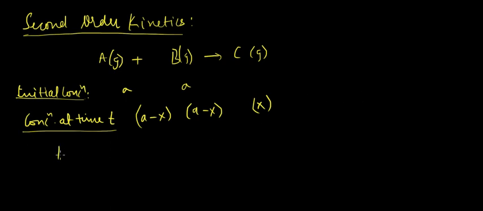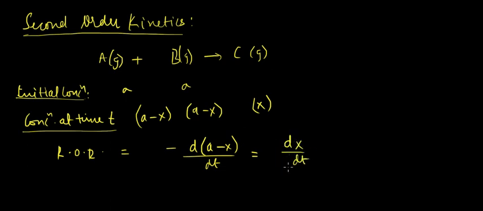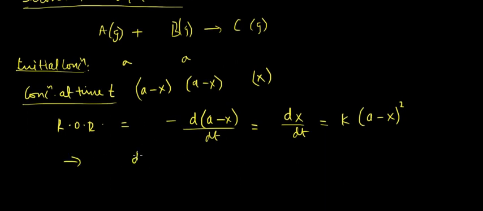So the rate of reaction can be written as minus d(A minus x) upon dt divided by the stoichiometric coefficient, which is 1, which would be equal to the rate of appearance of C, which would be dx by dt divided by the stoichiometric coefficient, which is again 1. We also have to equate this with the rate constant times (A minus x) squared, as it is a second order reaction. So we can simply write that dx by dt is k into (A minus x) squared.